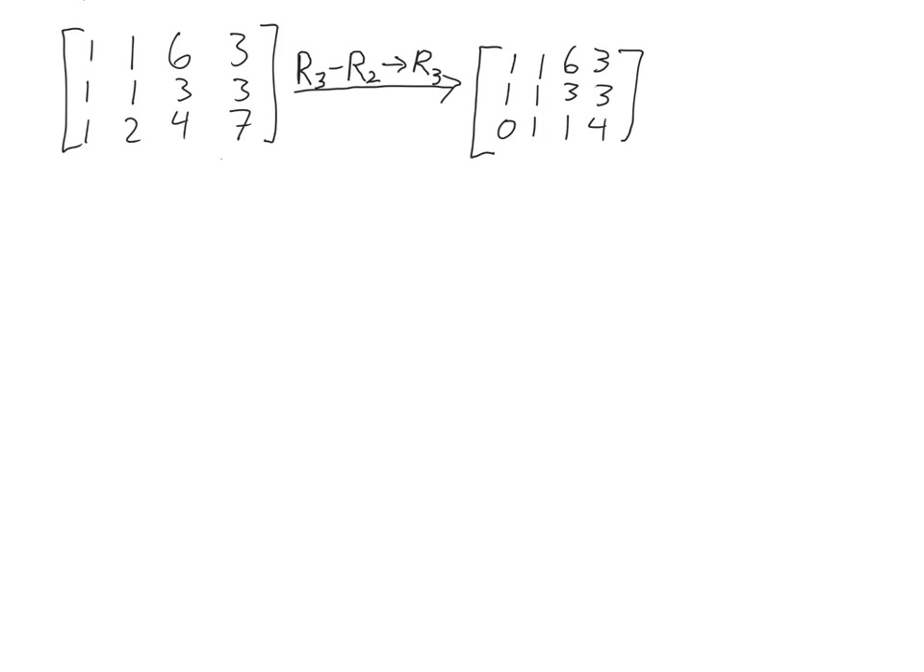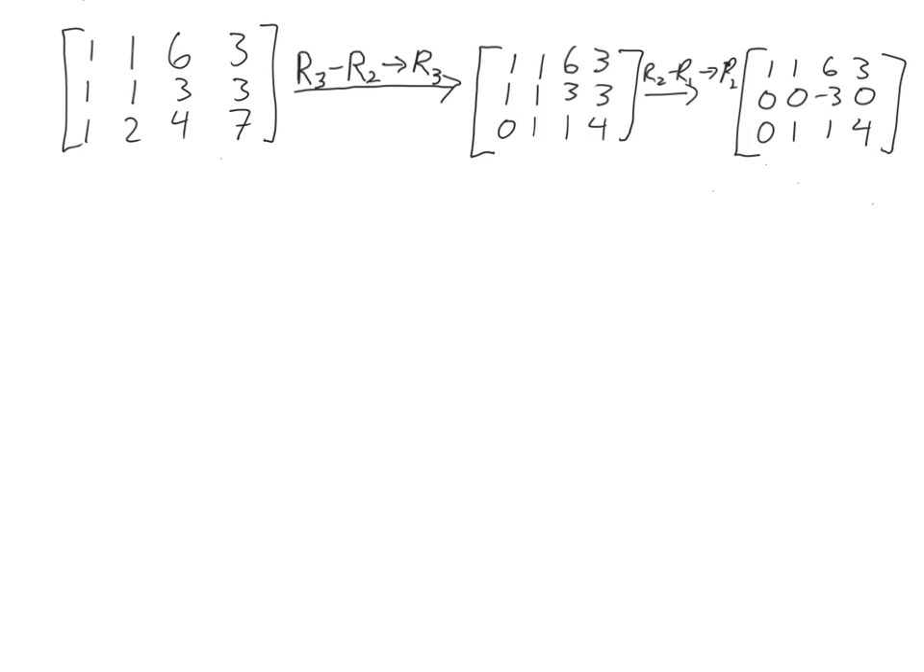Now, the next thing I'm going to do is I need to get a 0 here. So I'm going to take this row and subtract it from this row. So I'm going to take row 2 and subtract row 1 from it and then replace row 2 with that. So I end up getting row 1, which is the same, 1, 1, 6, 3. Subtract the other row, so I get 1 minus 1, which is 0. 1 minus 1, which is 0. 3 minus 6 is negative 3. And then 3 minus 3, which is 0. And then we get 0, 1, 1, 4.